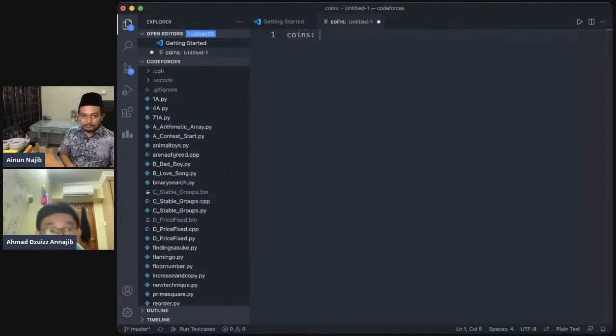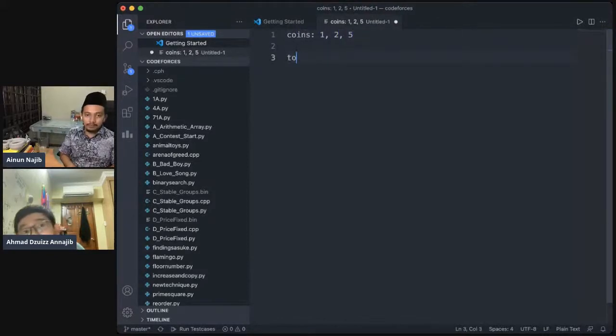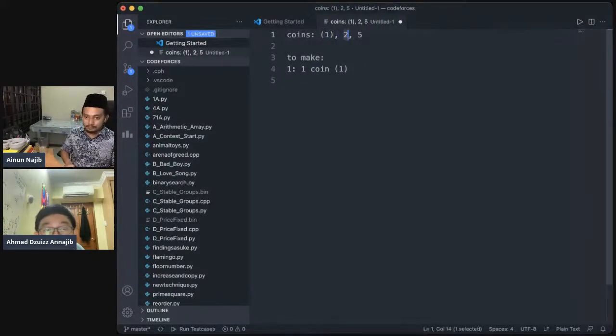So the coins are 1, 2, or 5, yeah. Now to make one, the best way is to just use one coin, right? One coin. So this is one. So maybe I put this like this so it's clearer. So this is like a coin.